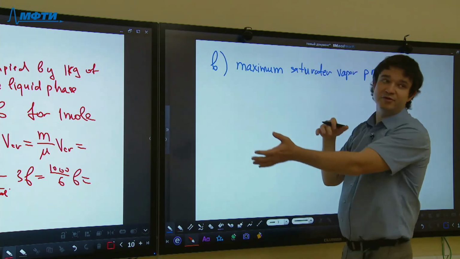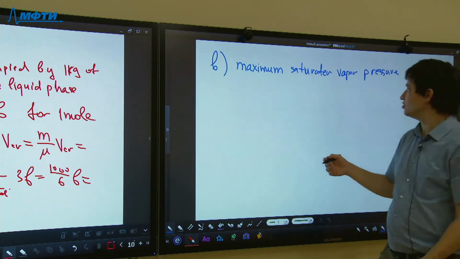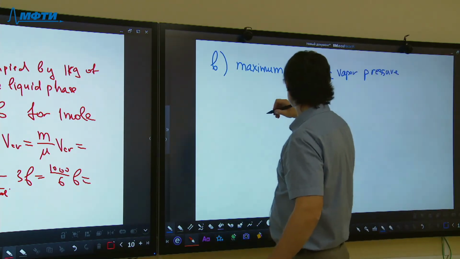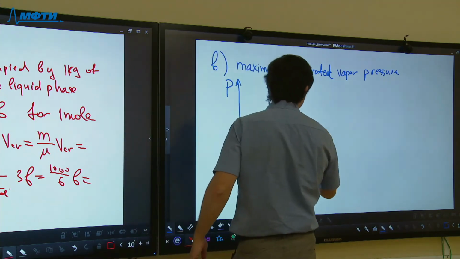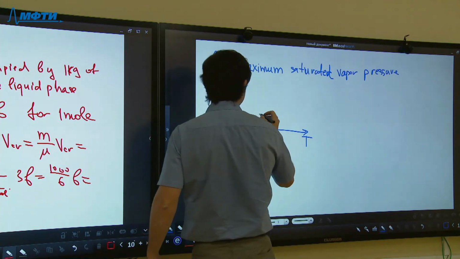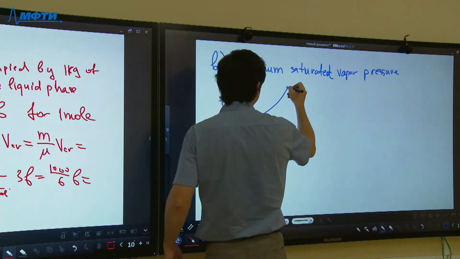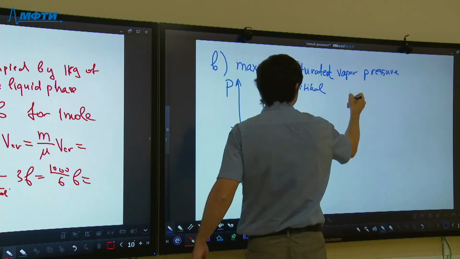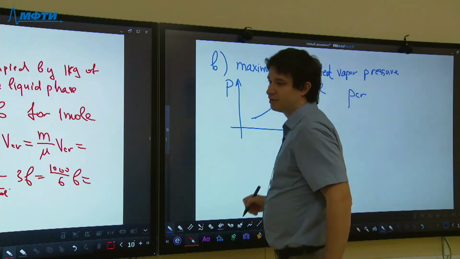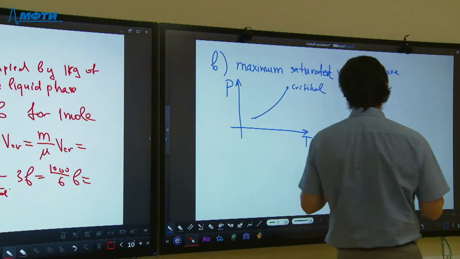So previously we had something to do with the maximum volume, but in here we have maximum saturated vapor pressure. So once again, we look at the dependence of the saturated vapor pressure as a function of temperature, and we see that it increases all the way until the critical point. So once again, we need to calculate the critical pressure. And again, we have a formula for that. The critical pressure is A over 27B squared.